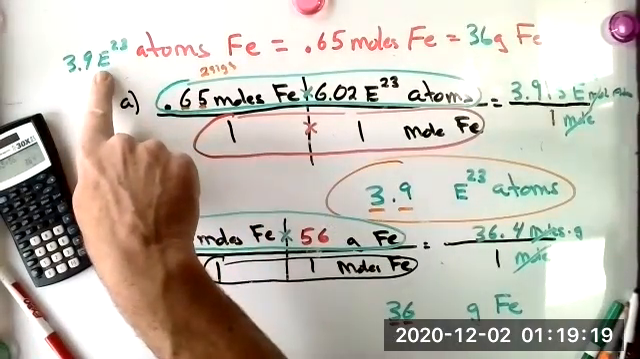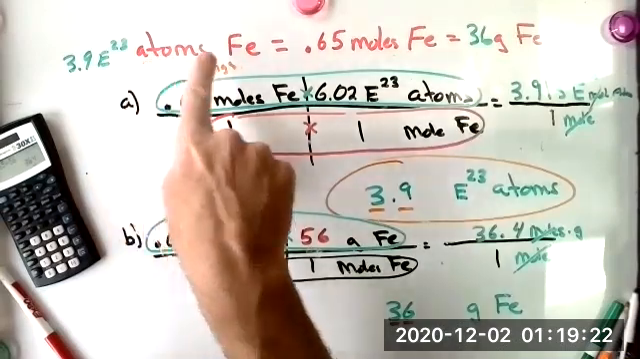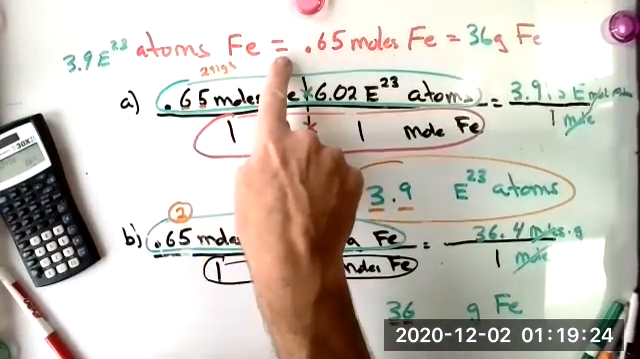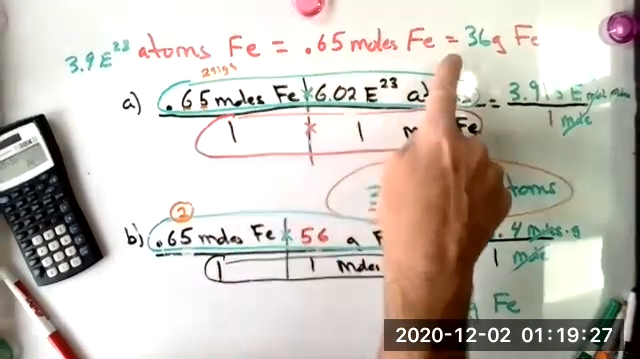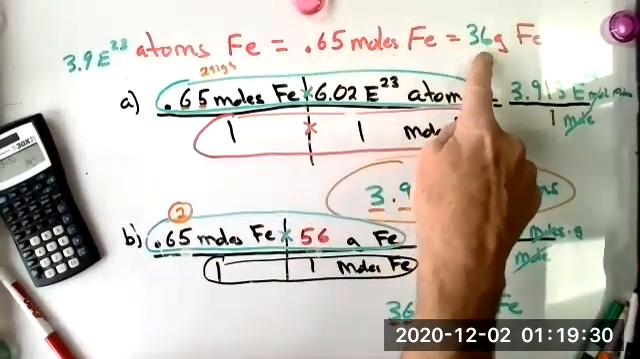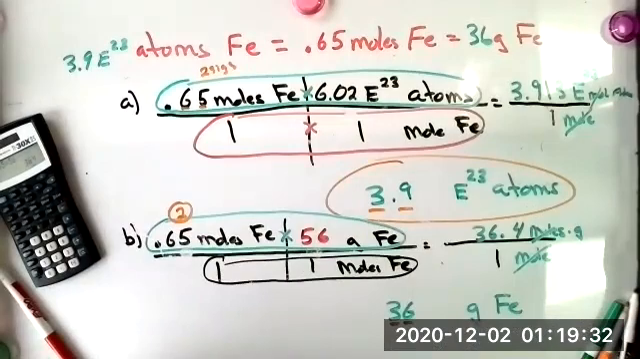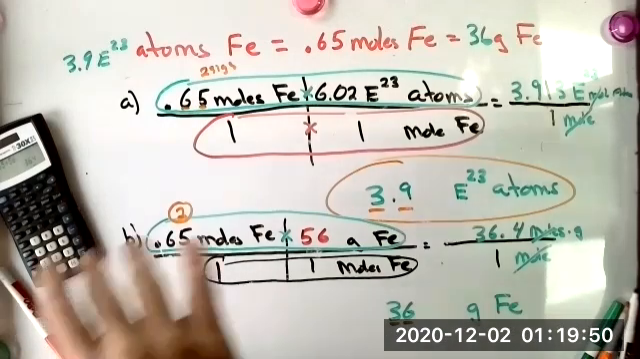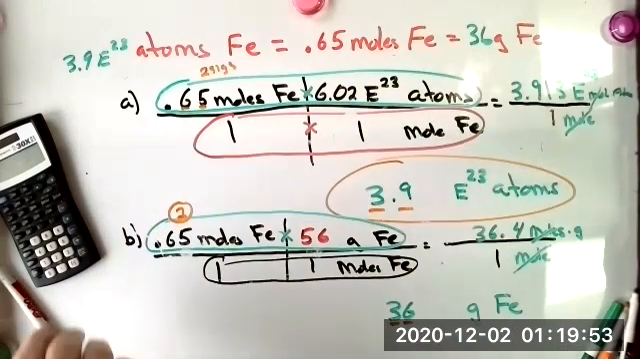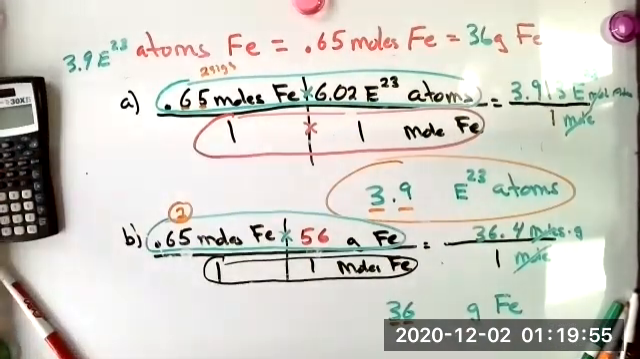6.9 times 10 to the 23rd atoms of iron equals 0.65 moles, which equals 36 grams. Those, my friends, are all equal to each other. Three different units, all have the same relationship. Pretty cool, huh? I know you don't care about this, but I love this, it's pretty cool stuff. I love doing this. Okay, so you're thinking, oh my God, what's next?